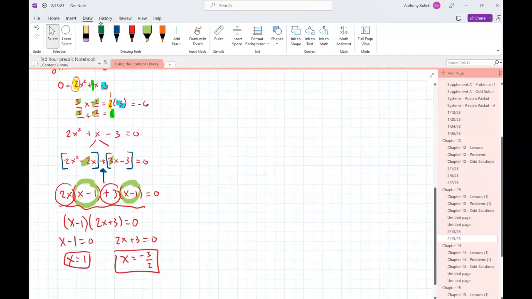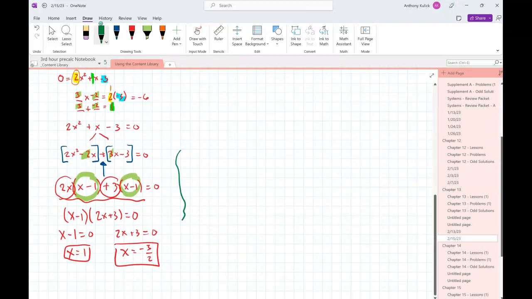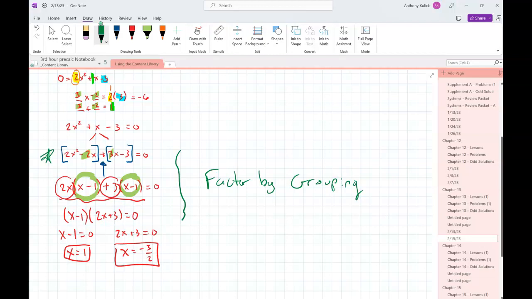Just as an aside, this process right here is called factor by grouping. And it's particularly effective when you have an even number of terms in your polynomial. So the key here was rewriting it so that I had 4 terms so I could do the grouping. That's usually the trick.